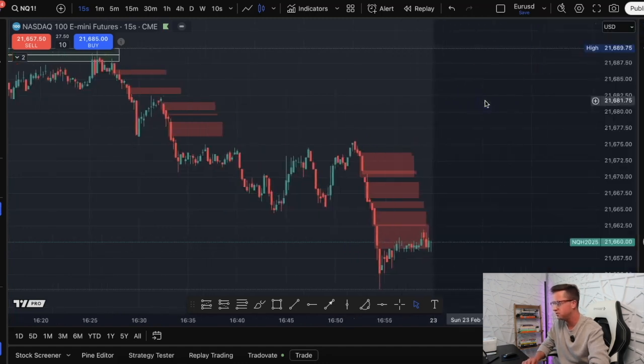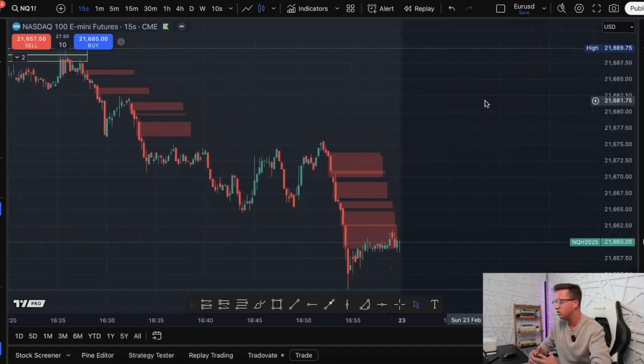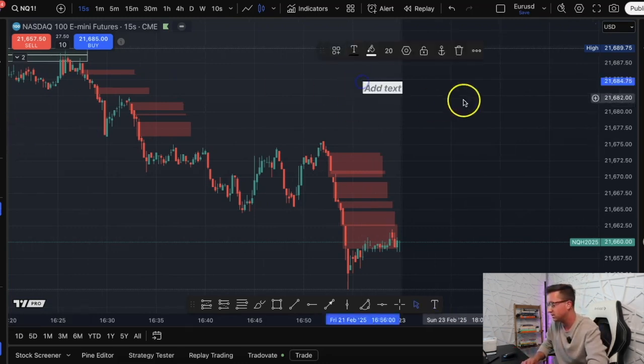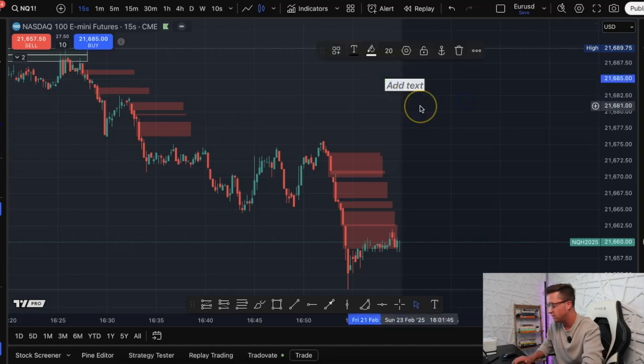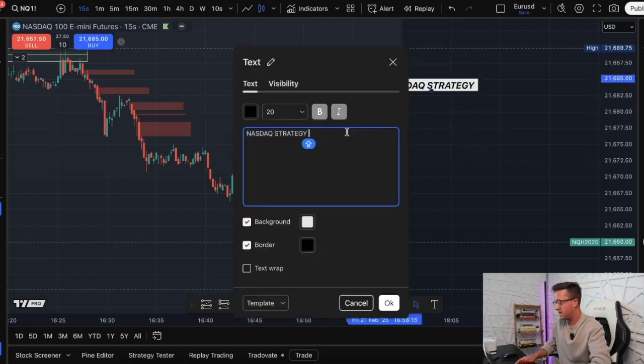So after you add those 3 assets to your chart, it's important to start going into the timing and understanding more about the strategy. So let's get this little text right here, and we will actually go and write this out step by step. So we're going to title it NASDAQ strategy. Okay, so we have our NASDAQ strategy. The first part to the NASDAQ strategy is actually going into the timing.